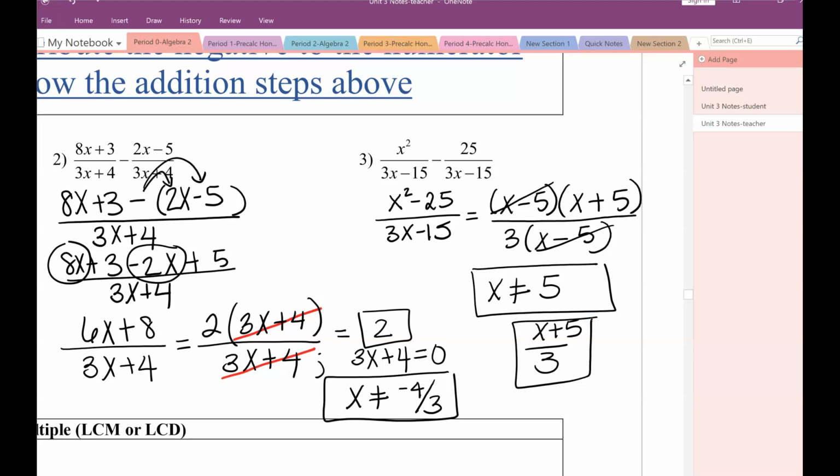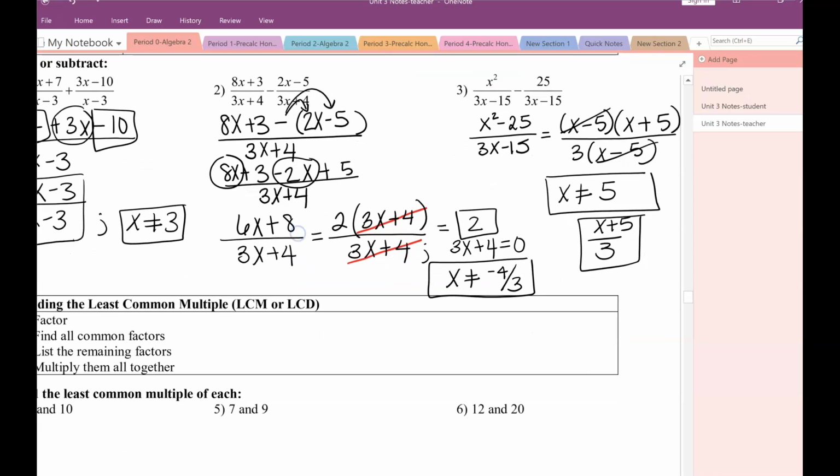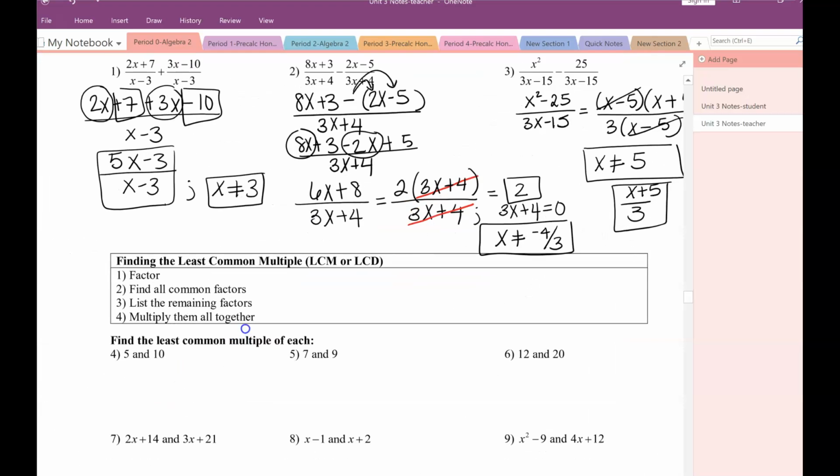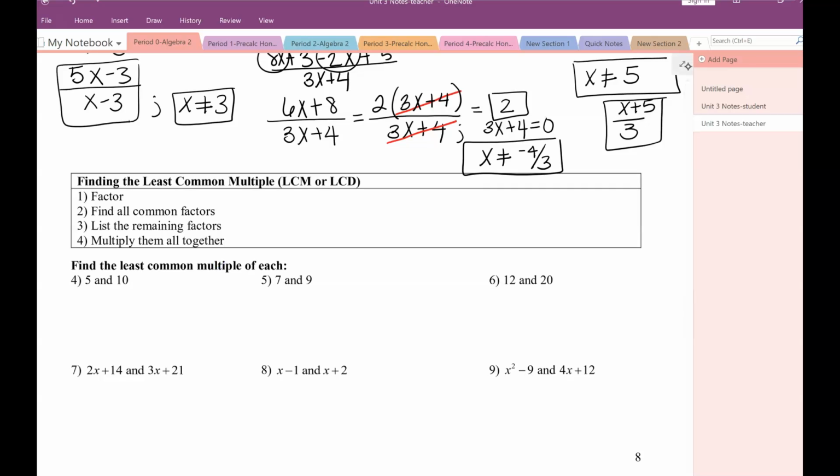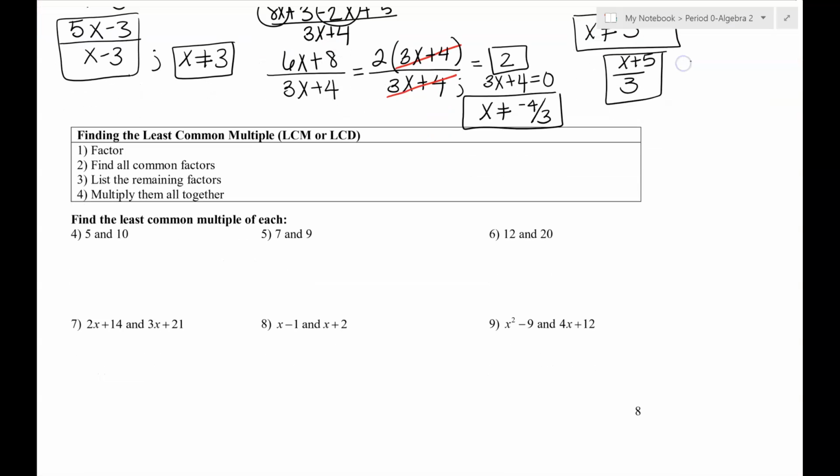So when your denominator is the same, they're not too bad. Okay. Now, finding the least common multiple, or the least common denominator.